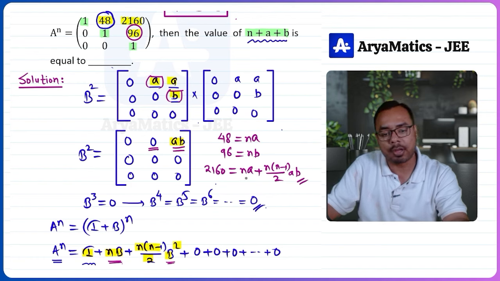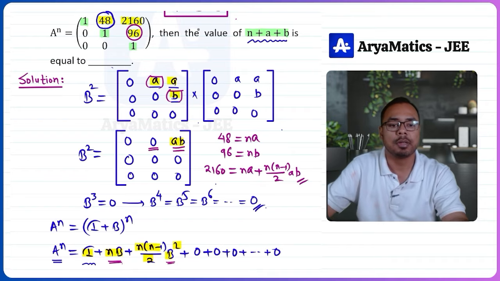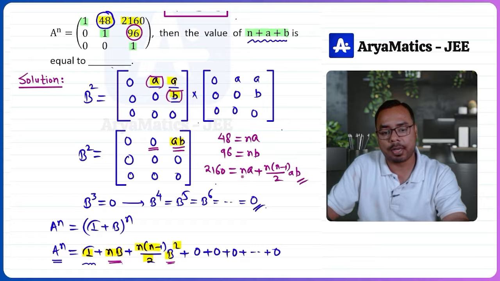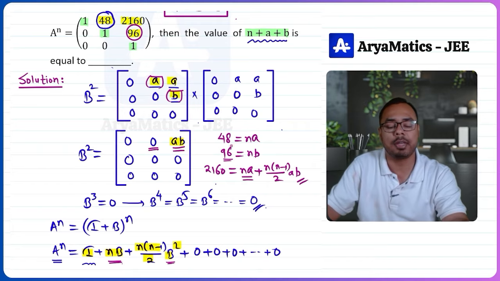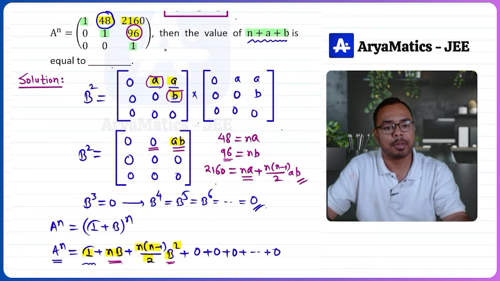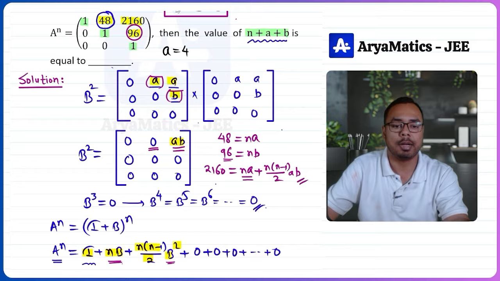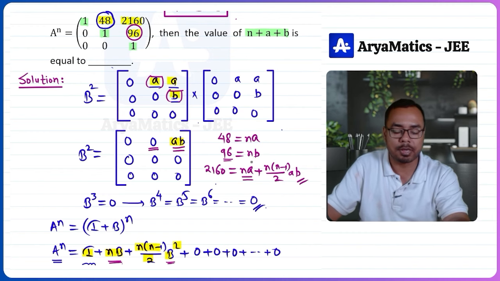Now after this, it is not difficult to solve these three equations. You can substitute na as 48 in place of n into a, you can write 96, and then you can solve these three equations. Once you solve them, you will find the values. Because we need the value of n plus a plus b, I'll directly write the answer after this. When the calculation is not difficult, just substitute these values and then you can get the answer.